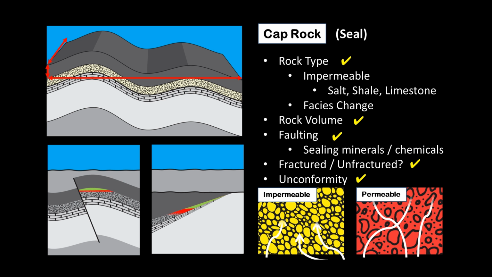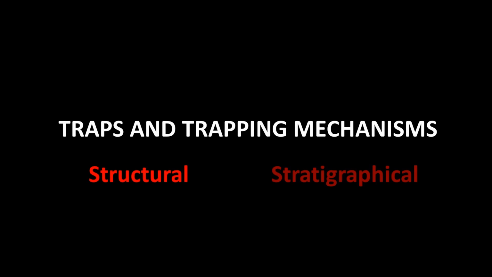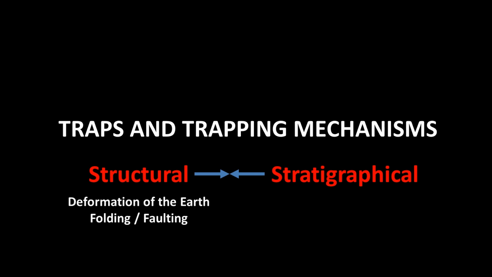And this brings us to traps and trapping mechanisms. Now, the interpretation of these is quite an art form and can be extensive, so I'm only going to cover a few of the possible combinations right now. Traps and trapping mechanisms can be structural, stratigraphic, or a combination of the two. Structural traps occur when the earth is deformed in some fashion, including folding and faulting. Stratigraphic traps are more depositional in nature.